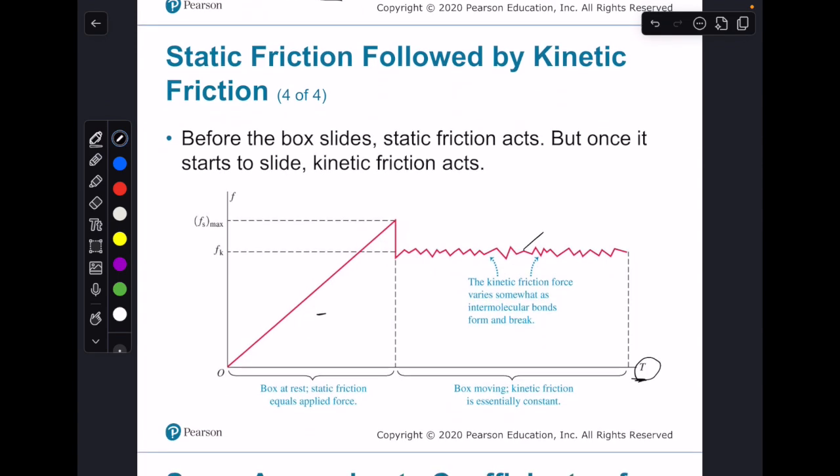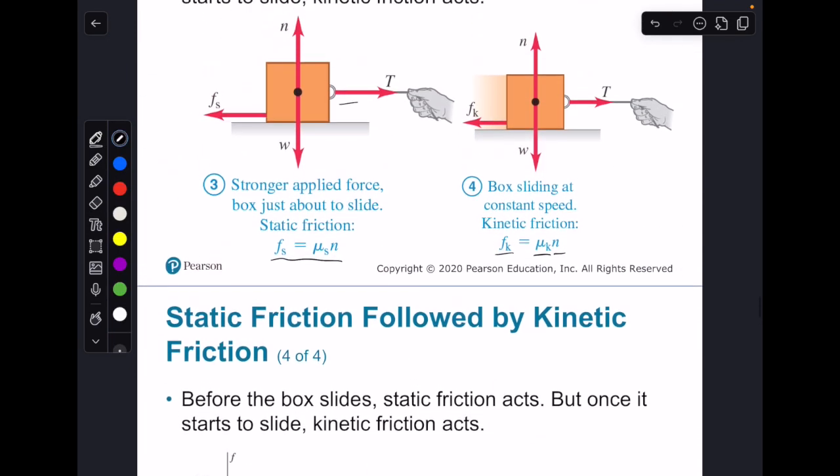So in this diagram, I showed it to you kind of right at the end of class. It basically shows you the relationship between the static frictional force magnitude and the kinetic frictional force magnitude. So the static frictional force magnitude can actually change depending on how much force is being applied, like how much tension is being applied to the block. So this magnitude will change depending on this.